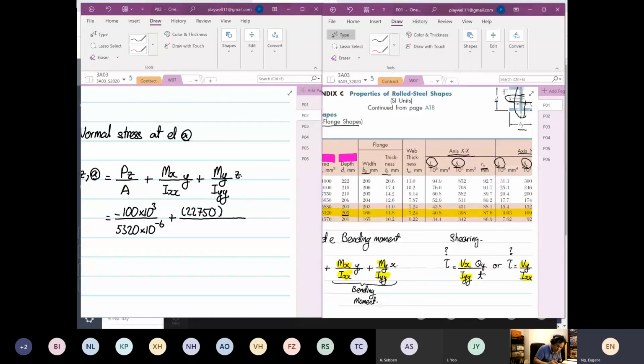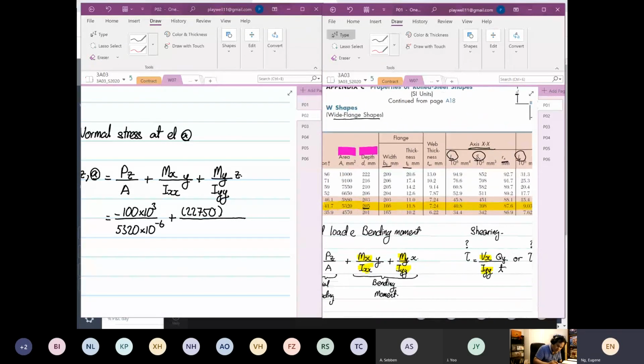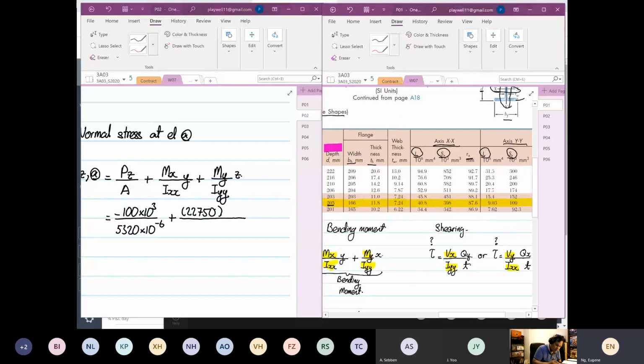What is your Ixx? So over here, your Ixx is equal to 40.8 times 10 to the power of minus 6, because that is plus 6, you change to meter.